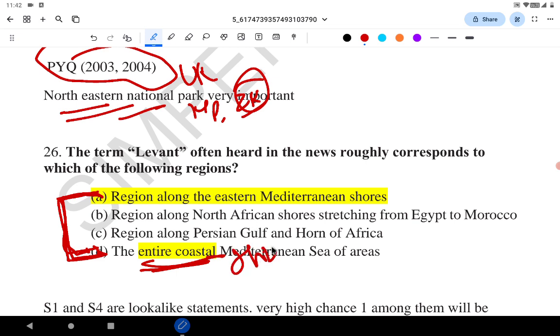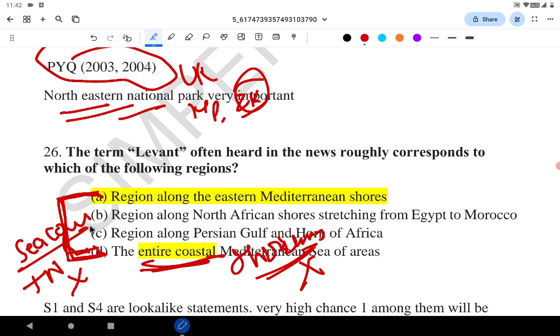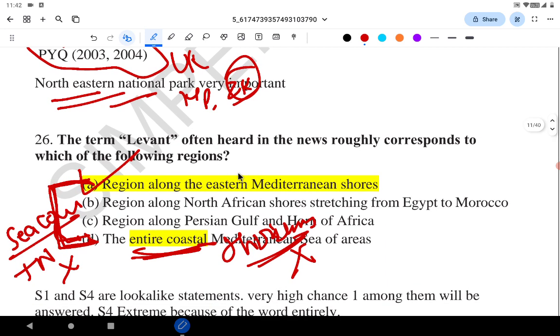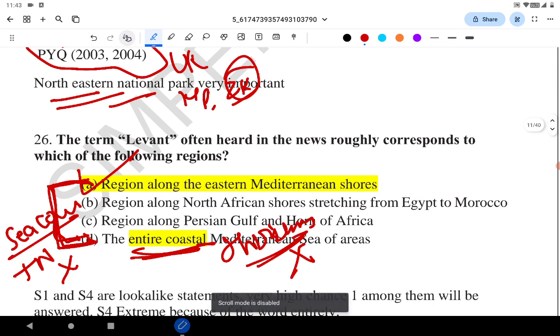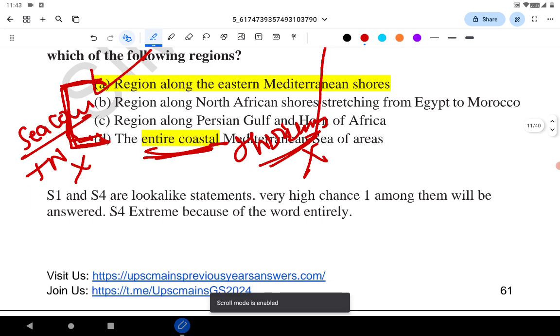Thorium is found in the entire coast of India. The statement is wrong. Sea cow, that is dugong, I think sea cow is the name, is found in the entire coast of Tamil Nadu. Wrong. Whenever UPSC has given such statements, they are wrong 80% plus of the times. So this is wrong and these are similar. A is the answer. It's Levant, the eastern part of the Mediterranean Sea, that is Cyprus, Turkey, etc. Like we are given here, the two lookalike statements, there is a very high chance one among them will be the answer.